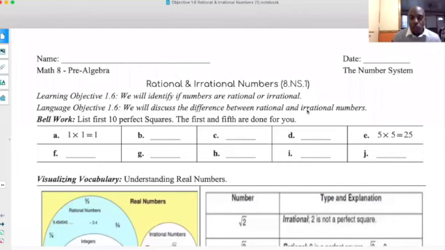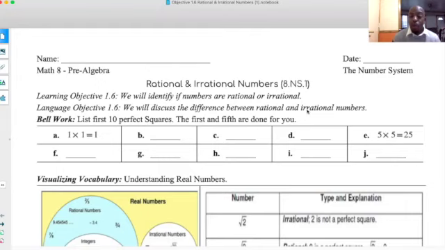Now, as we normally do with every single lesson, you're given something called the bell work, which is the beginning of our lesson and which we are to do as we start. What I want you to do is finish the list of 10 perfect squares that I've started for you. The first and the fifth are done for you. Let me explain how A and E are done.